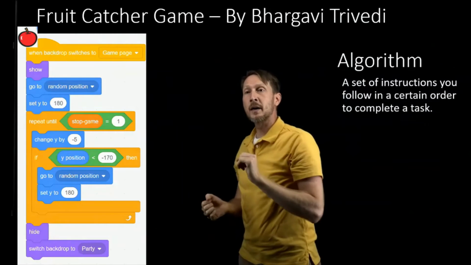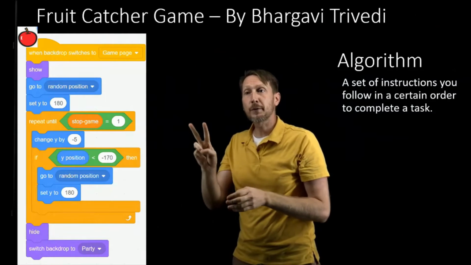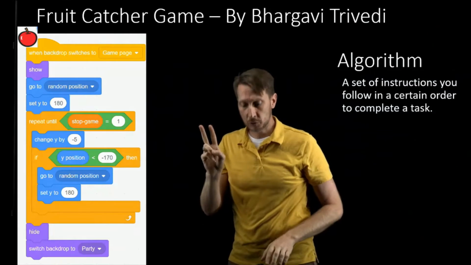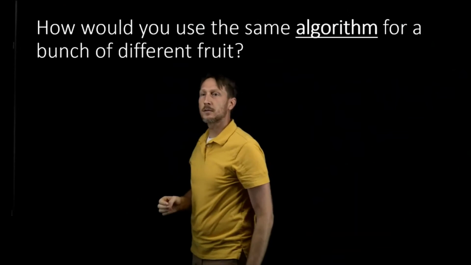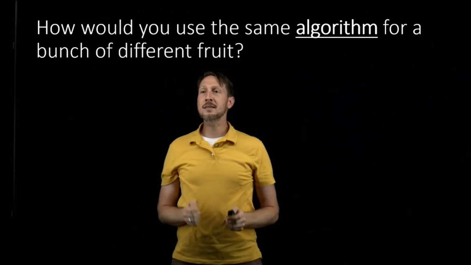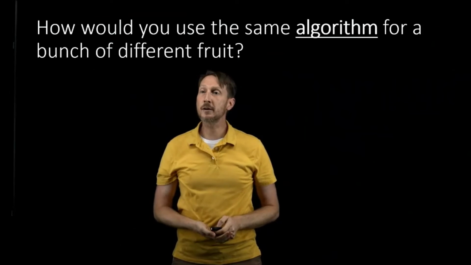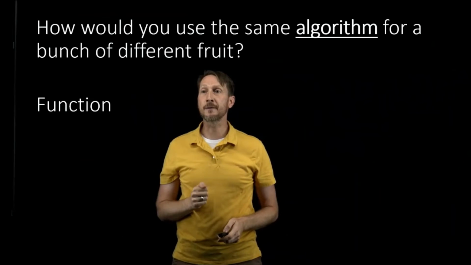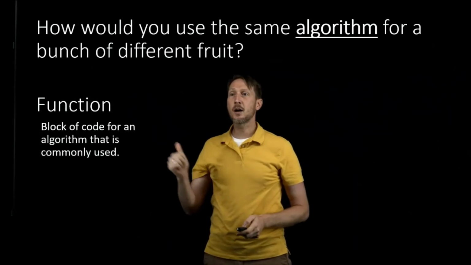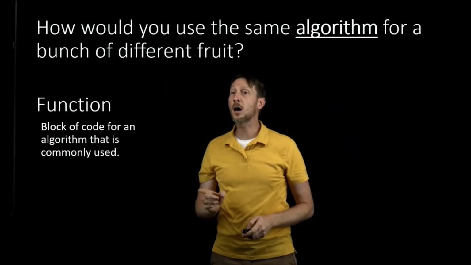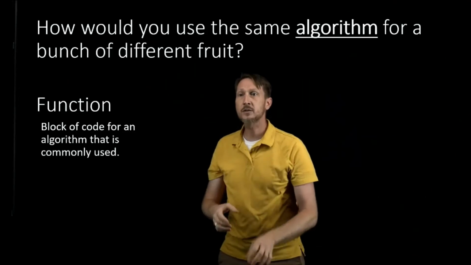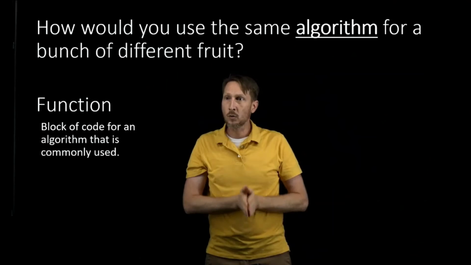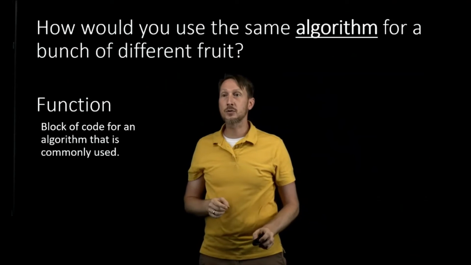So this is our algorithm, and this algorithm was coded for both of our two apple sprites. So you had to create this algorithm twice. So in this, we're going to look at how you could use the same algorithm for a bunch of different fruit, for a bunch of different sprites. We're going to do this by using functions. A function is a block of code for an algorithm that is commonly used. So instead of having to code this set of boxes up for every sprite, we're instead going to create a function that we only have to do once.